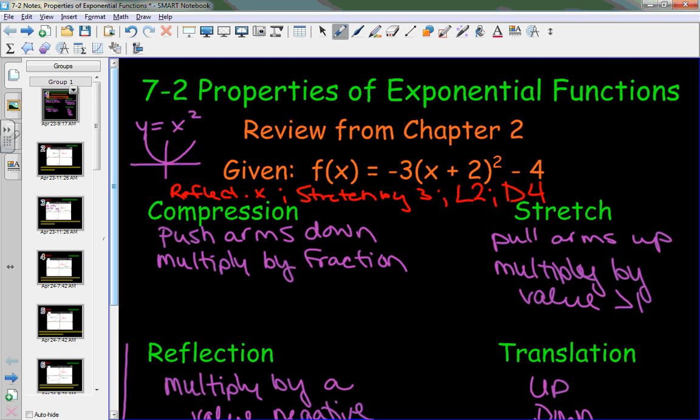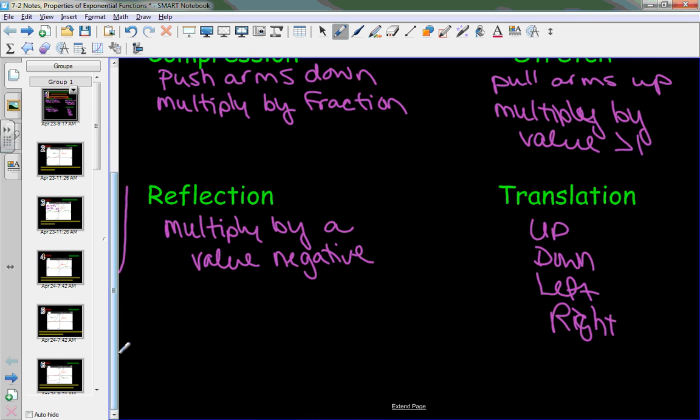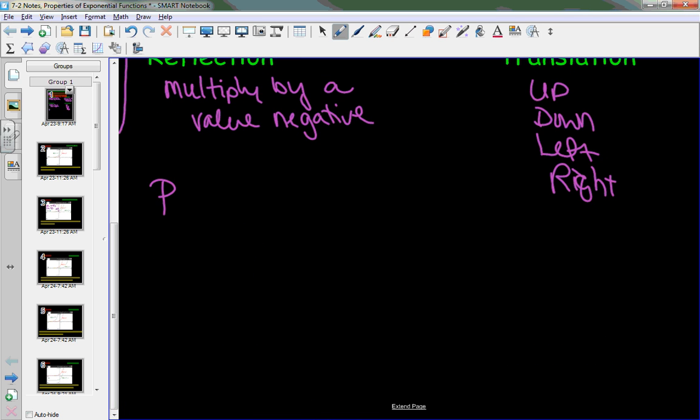Now today, what we're going to do is add another parent function. So the next parent function that we're going to add is an exponential parent function. So that's y is equal to a times b to the x. Understanding that a was your initial value, and b is your growth or decay model, correct?